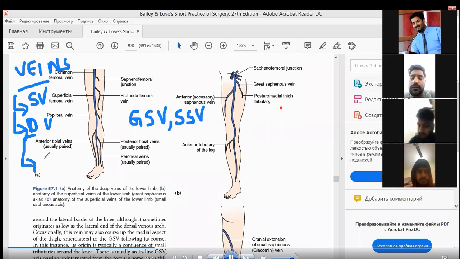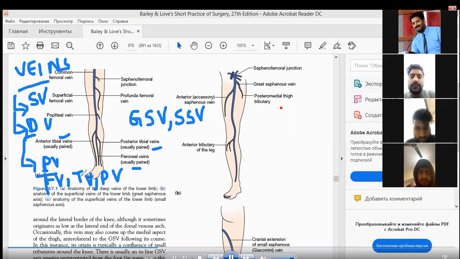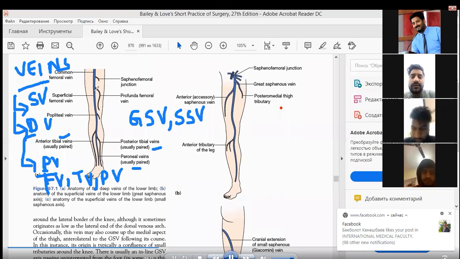But when you are talking about the deep veins, these are your popliteal vein, your femoral vein, and your tibial veins: the anterior tibial vein, the posterior tibial vein, and the peroneal vein. All these veins, the popliteal vein, the femoral vein, are your deep veins.